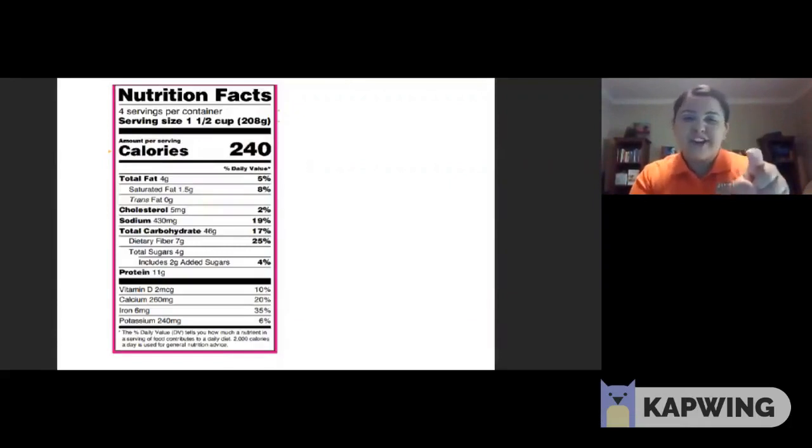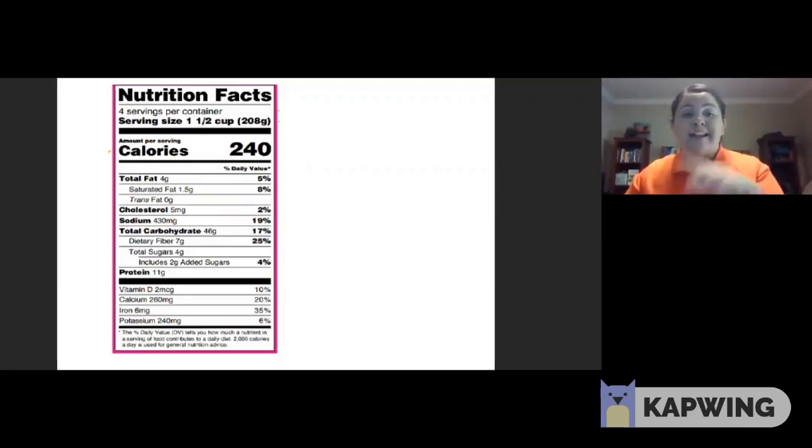And today you're going to learn how to read a food label. So here I have a generic food label, and we're going to say it's a bag of chips. So there are 4 servings per container. Serving size is a cup and a half. So a cup and a half is 240 calories, and all the other things are included.